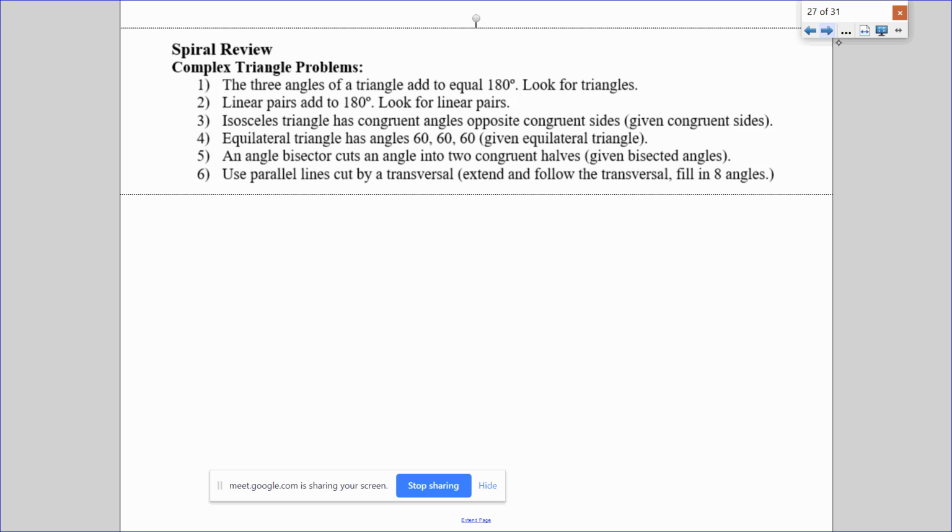And the reason I do this is because you're going to see this on the Regents. You're going to see it on the midterm. You're going to see it on the quarterly exam. So I want to make sure that you keep it fresh. The key for these problems is to look for triangles, look for linear pairs.